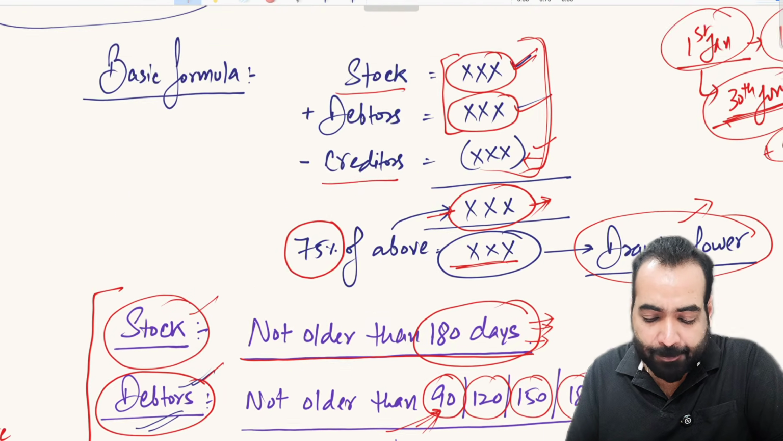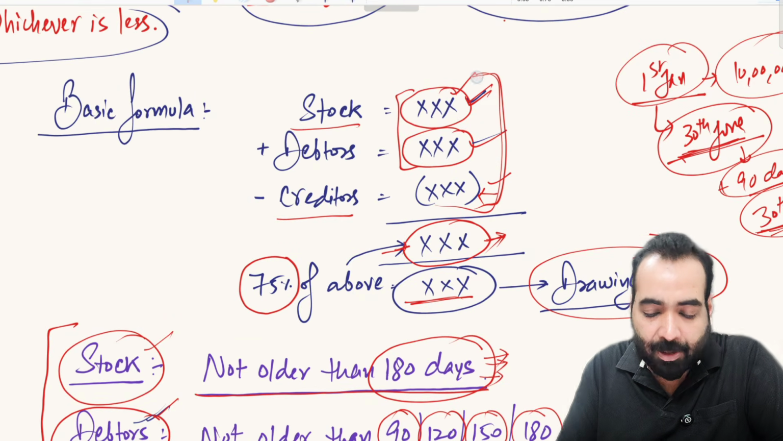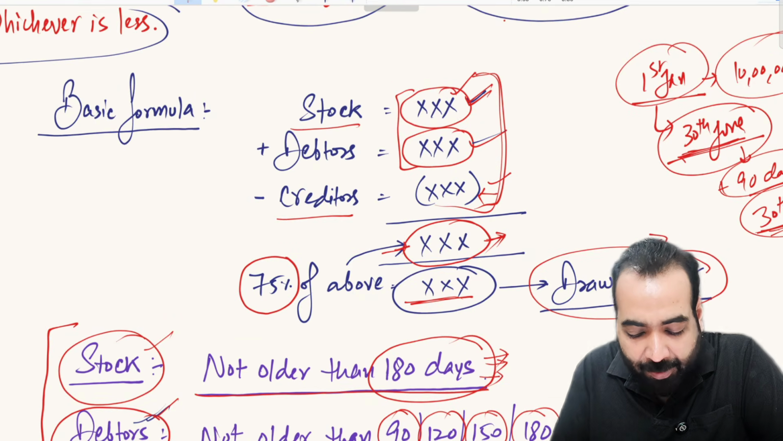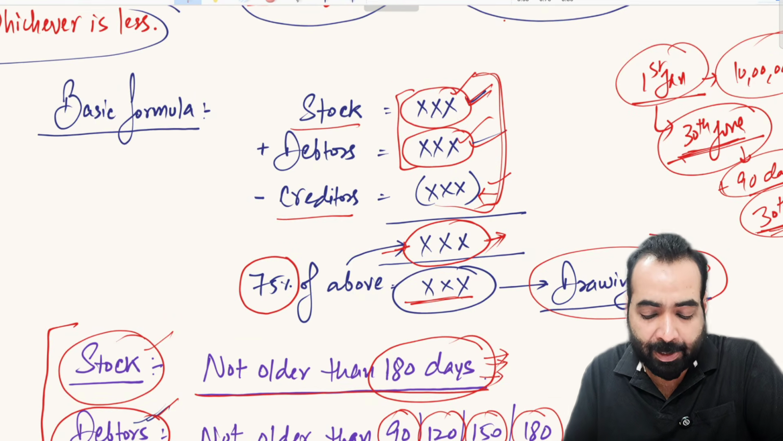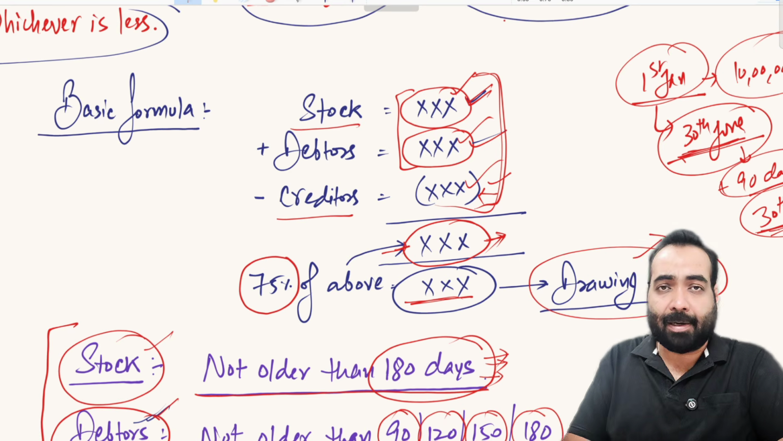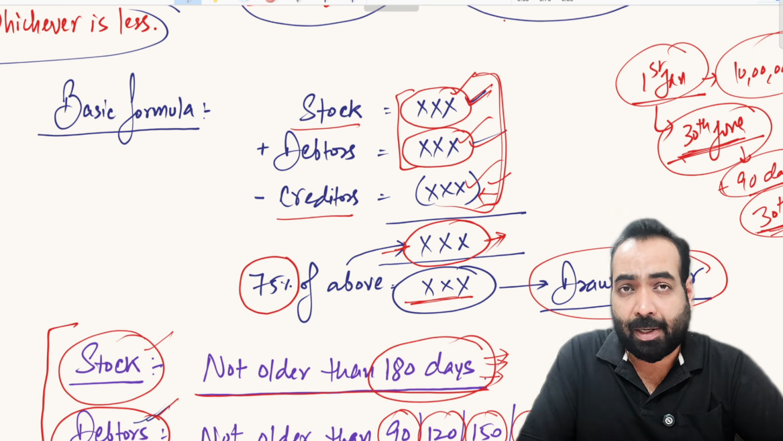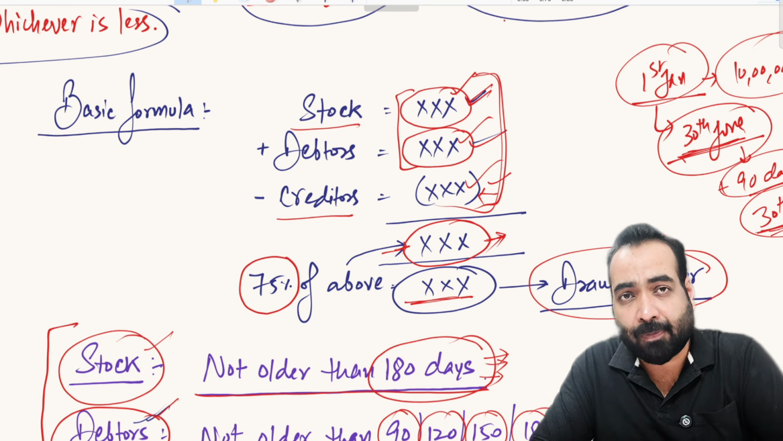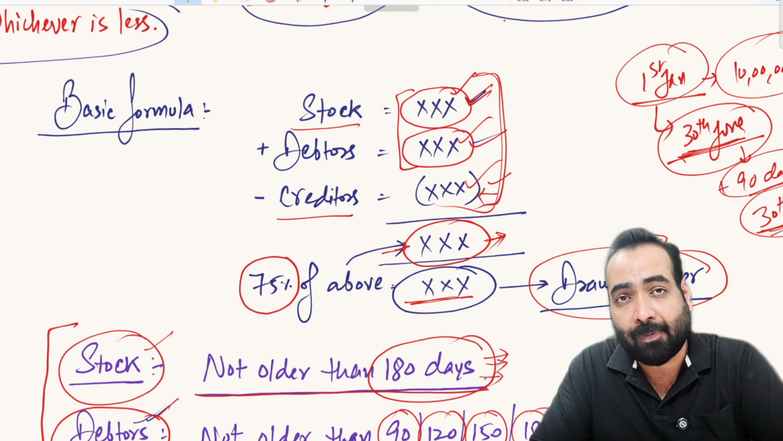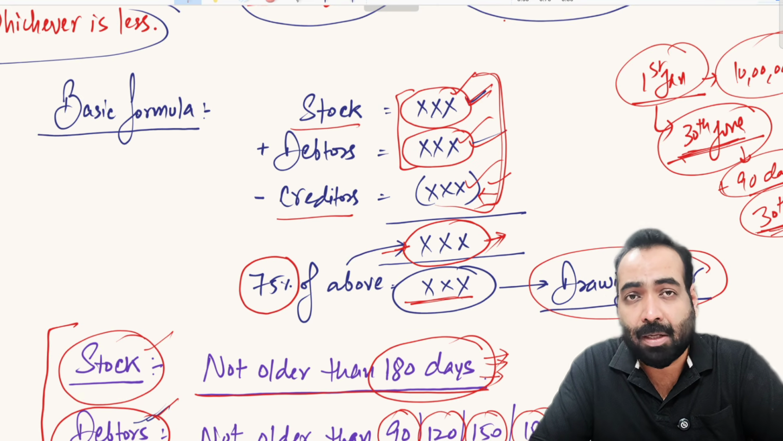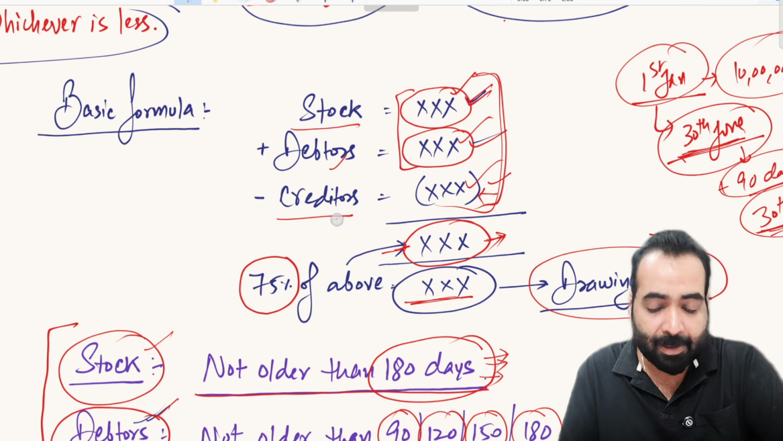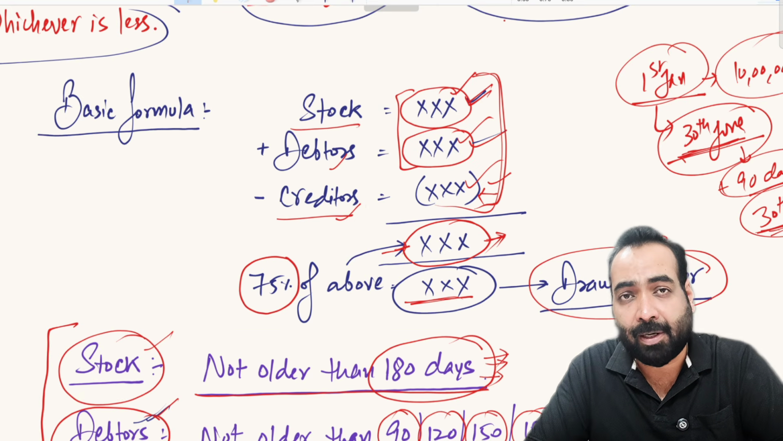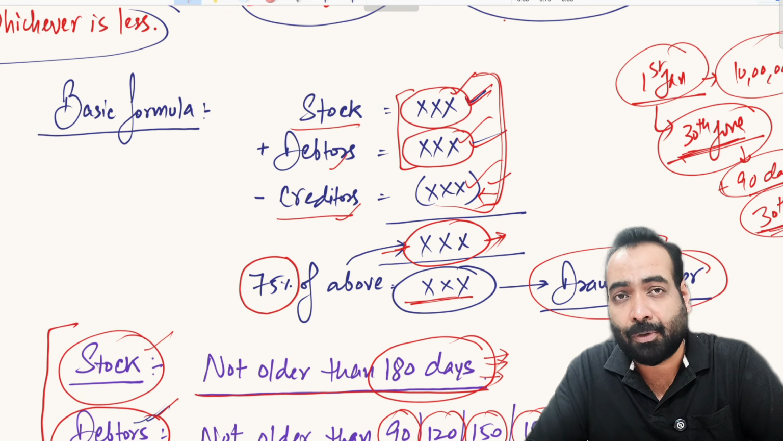So now the question is, of which date the stock figure should be taken, of which date the debtors figure should be taken, and of which date the creditors figure should be taken, right? The stock can be different on 1st of June and different on 2nd of June, different on 3rd of June, and similarly debtors and creditors will be different on different dates, right? So what is the standard on which date these figures should be taken?